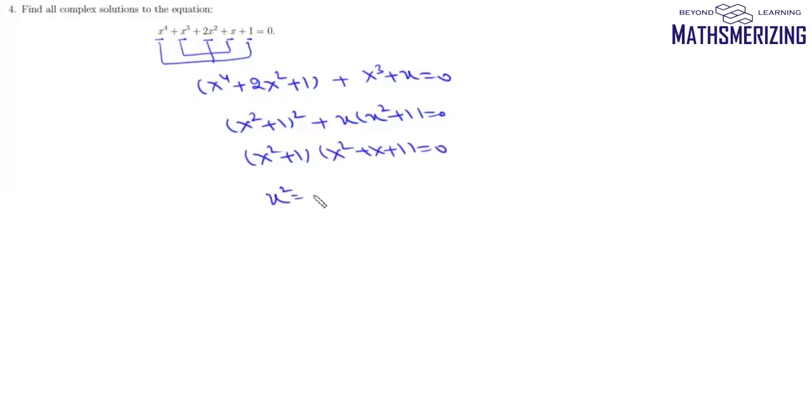So here x square equals minus 1 or x square plus x plus 1 equals 0. Now we'll solve this first part, then the value of x will be plus or minus iota, and if we solve the second part, we know that this is the standard solution for omega and omega square.